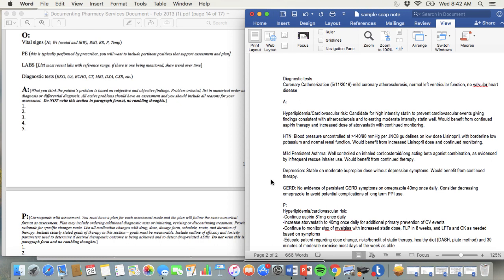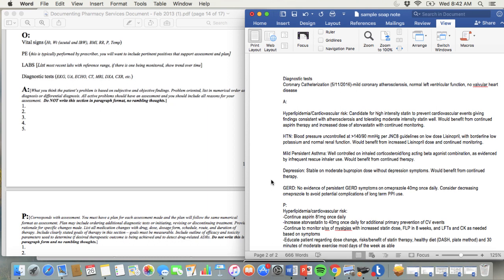So for hyperlipidemia, again, note that we're not going to repeat information, but we are going to assess it. So we have a patient that was noted in the objective information to have atherosclerosis. So for hyperlipidemia or cardiovascular risk, our assessment is that the patient is a candidate for high-intensity statin to prevent cardiovascular events, given findings consistent with atherosclerosis and tolerating moderate intensity statin well. Would benefit from continued aspirin therapy and an increased dose of atorvastatin with continued monitoring.